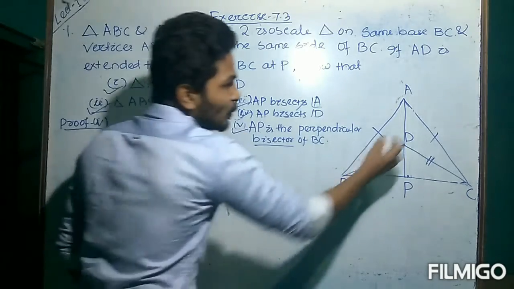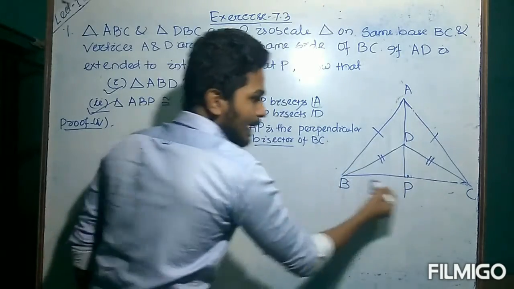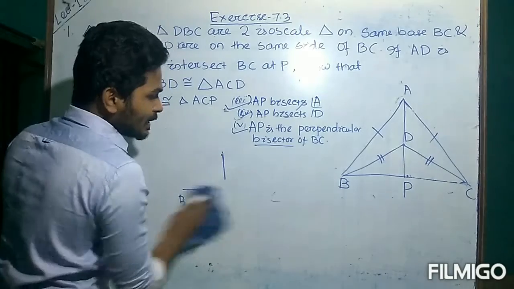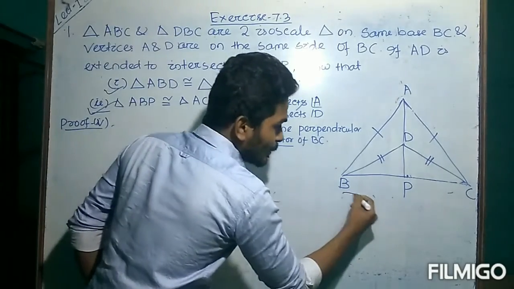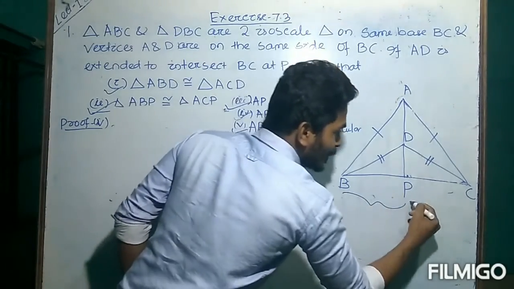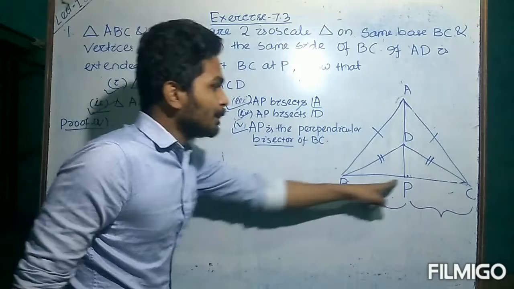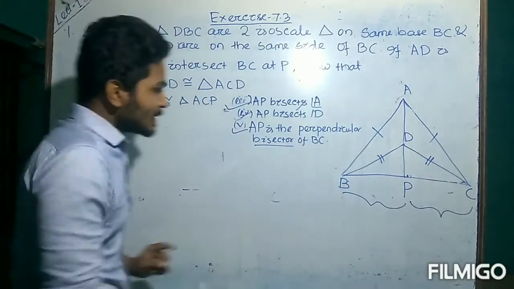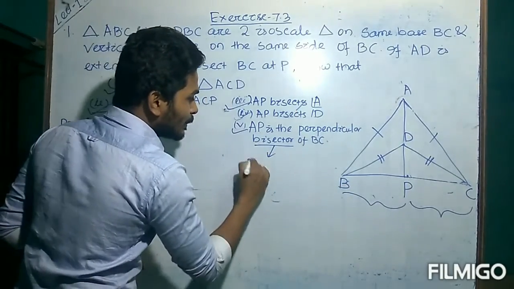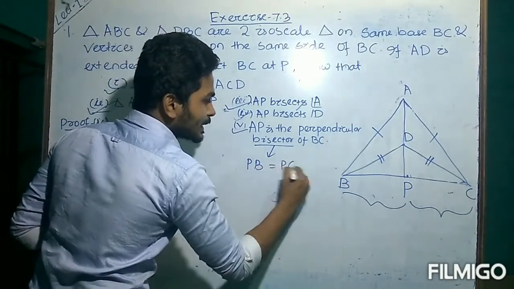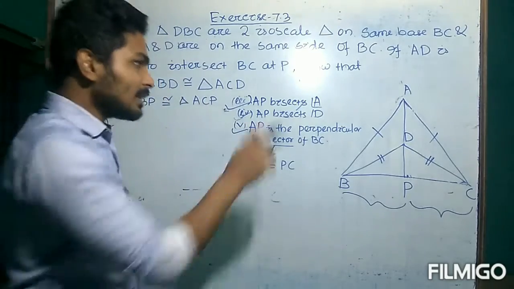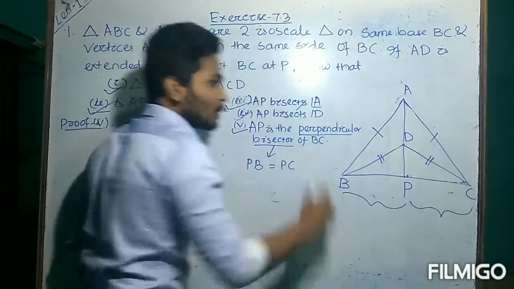So simply you have to prove that AP bisects BC. It means you have to prove that this half is equal to this half. PB is equal to PC. So ultimately we have to prove PB is equal to PC. Right? But there is another term which is known as perpendicular.